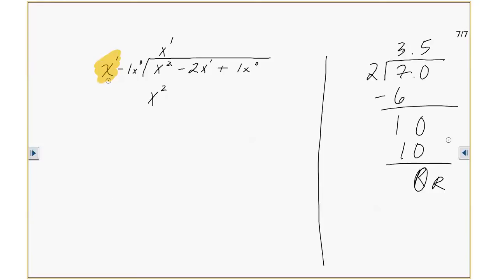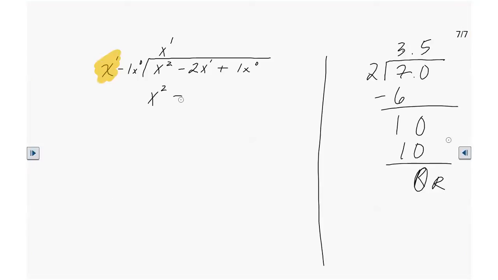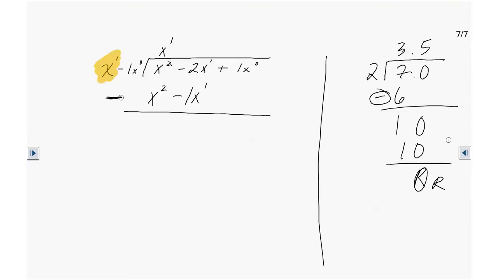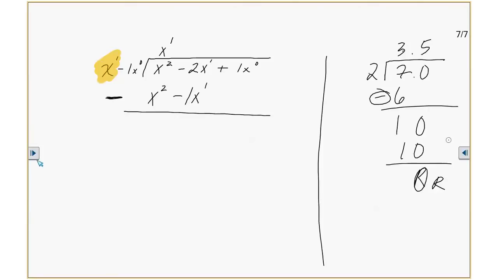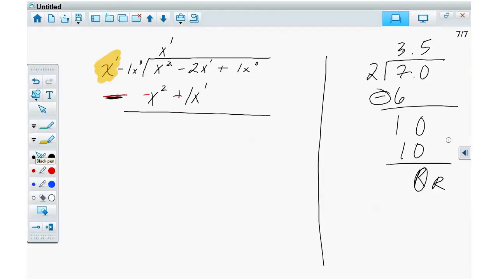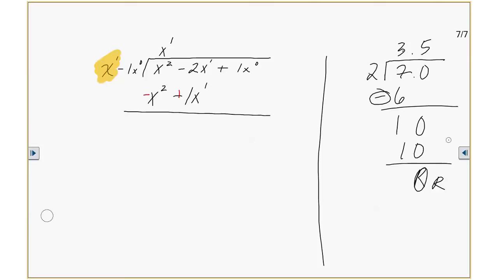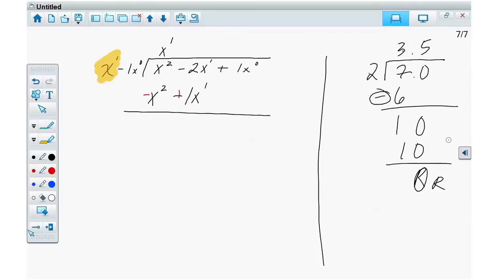X times negative 1x to 0 is negative 1x what? To the first. And what do we always do? Subtract. So if you subtract, you can either put a big subtraction symbol out here, or you can distribute that and make this a negative, and make this a positive. However you do it, just don't do both, because if you do both, it's not going to be right. I usually distribute mine. That's up to you.